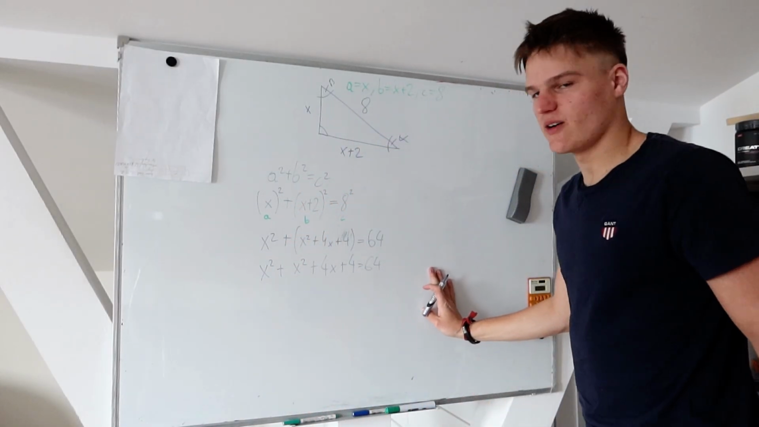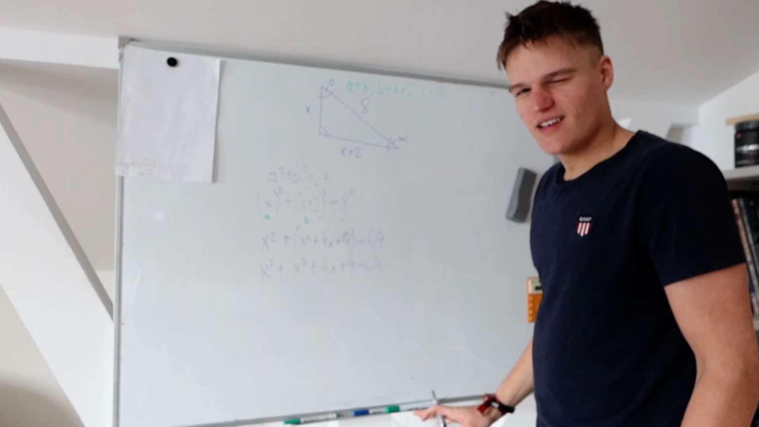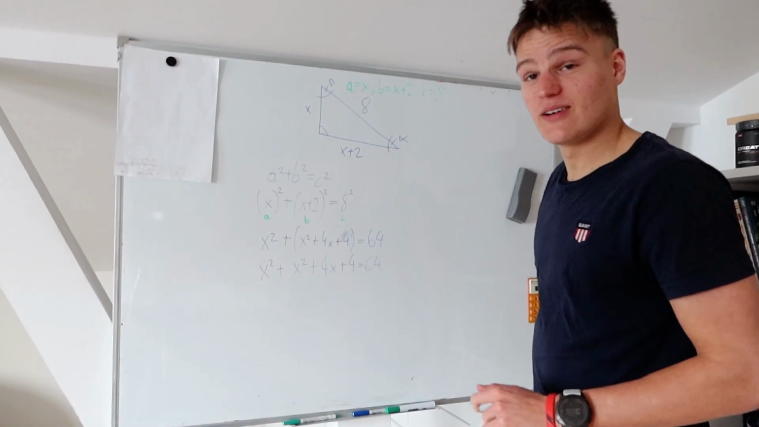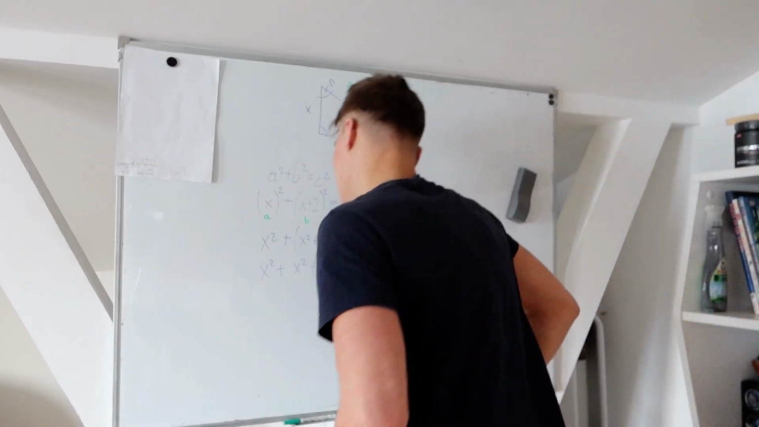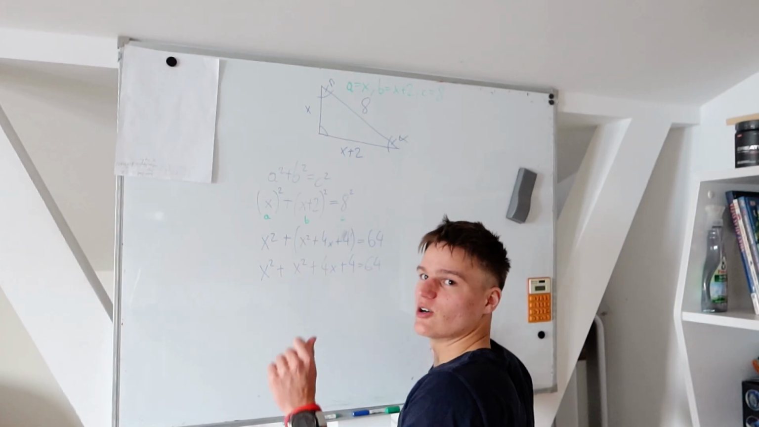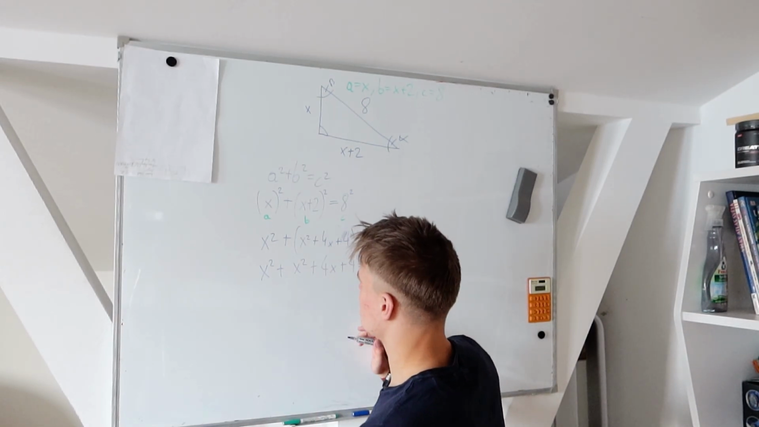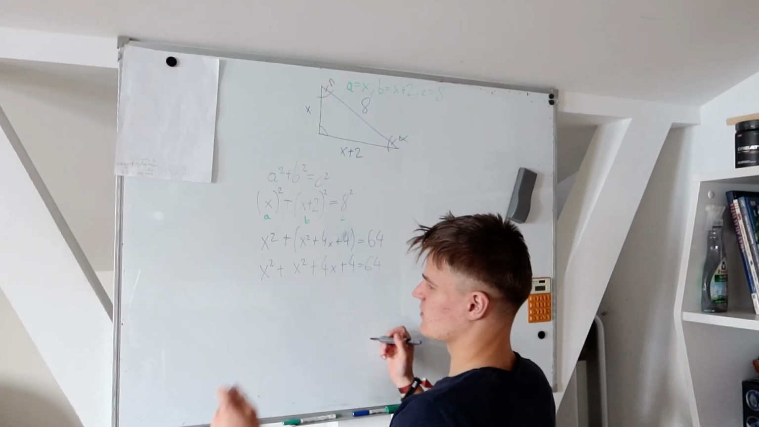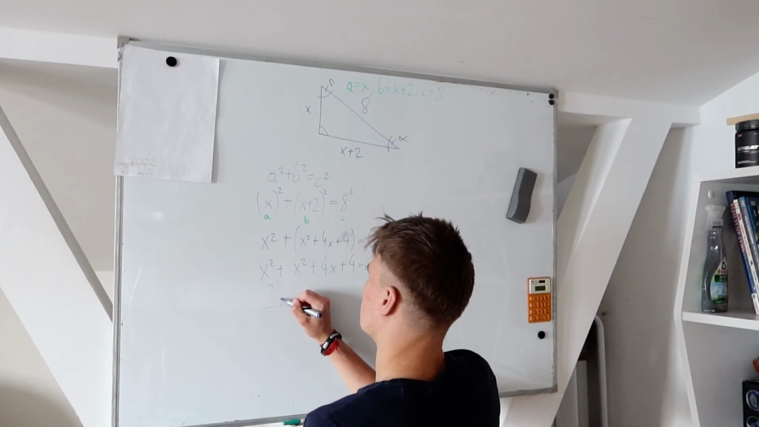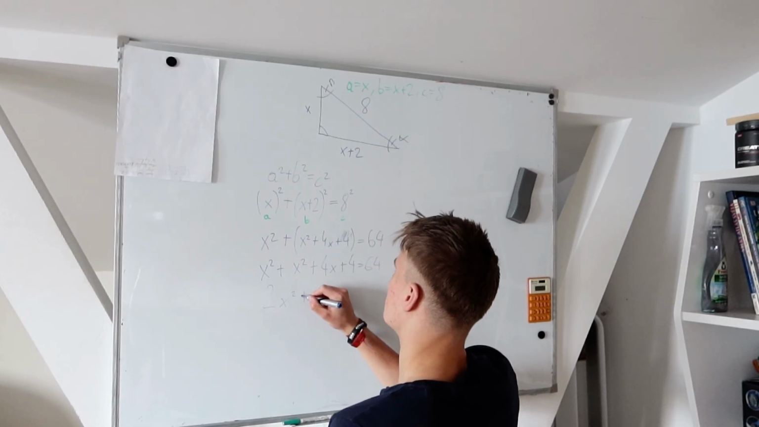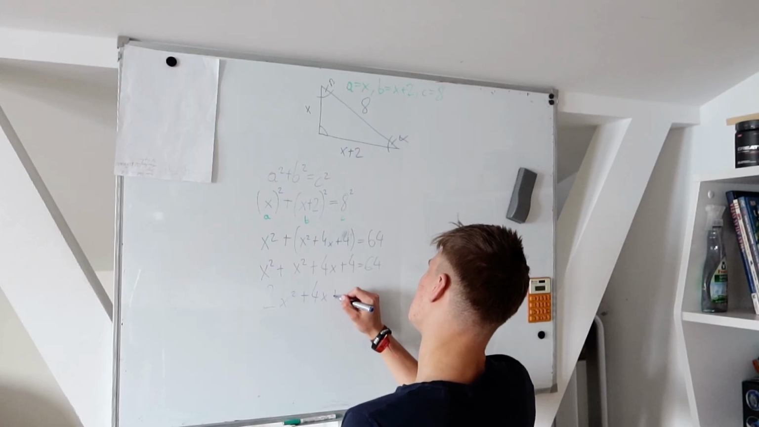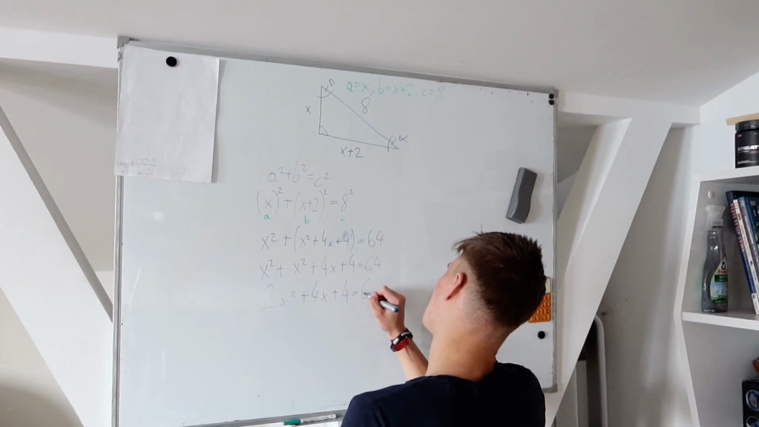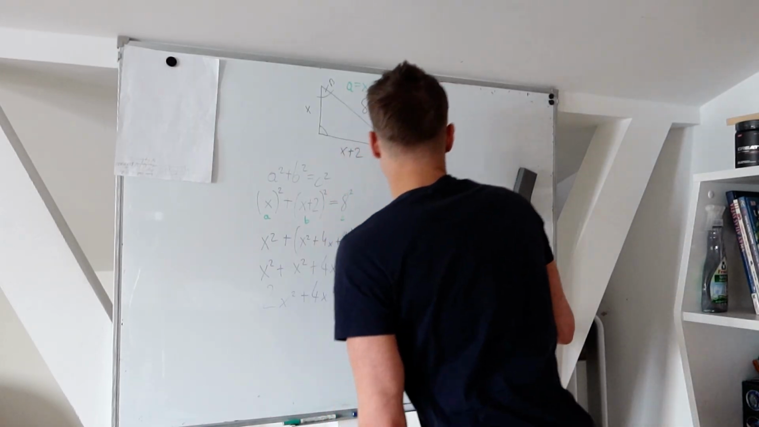Great. Now, something that you guys might be thinking about. Oh, this is what he's going to do. Yes, that's what I'm going to do indeed. So now, first thing always is to simplify, right? So we want to simplify. So what can we simplify on the left side? Well, what I can see right away, x squared plus x squared is just 2x squared, right? So we have 2x squared plus 4x plus 4 is equal to 64.